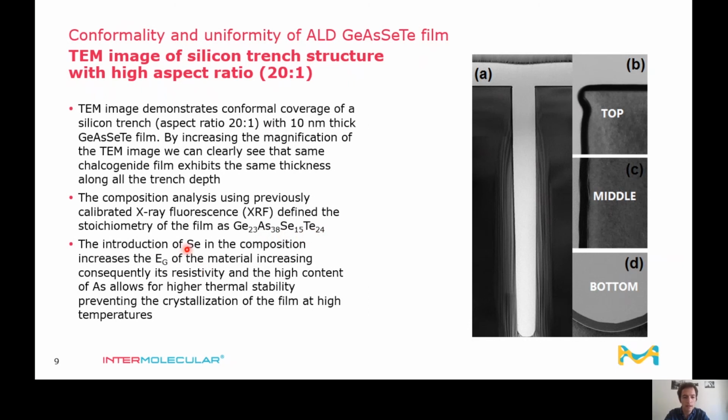The introduction of selenium in the composition was done just to increase the energy gap of the material in order to increase the resistivity, and the high content of arsenic was introduced to allow higher thermal stability and prevent the crystallization of the film at higher temperature. So we started from a base that was germanium tellurium, and we added arsenic and selenium in order to improve the performance of our film, using also the reference of PVD OTS in literature.